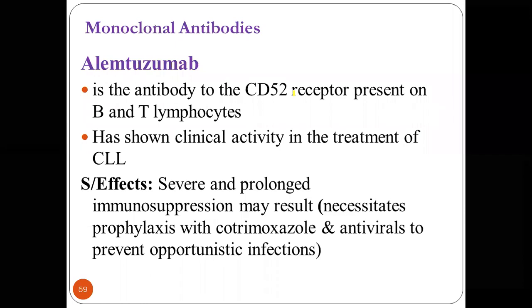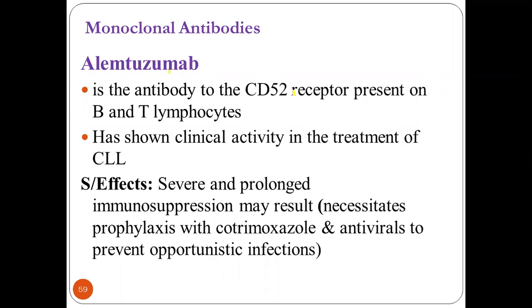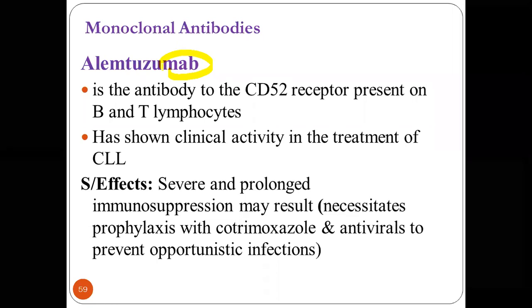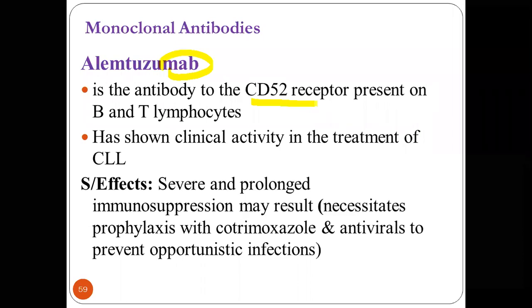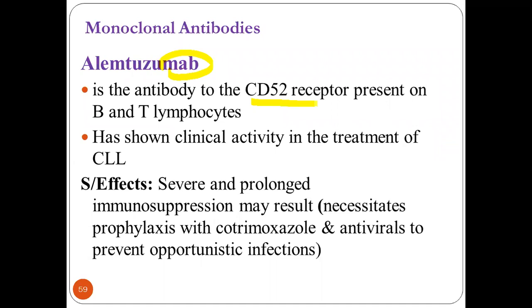Then, when you look at alemtuzumab, remember monoclonal antibodies have the suffix mab. That is unique to monoclonal antibodies. Alemtuzumab is an antibody that targets the CD52 receptor, which is found on the B and the T lymphocytes. Remember, when it binds with this cell surface receptor, it normally causes destruction of the cancerous lymphocyte cells. So that is how it works. It is very common in management of chronic lymphocytic leukemias.